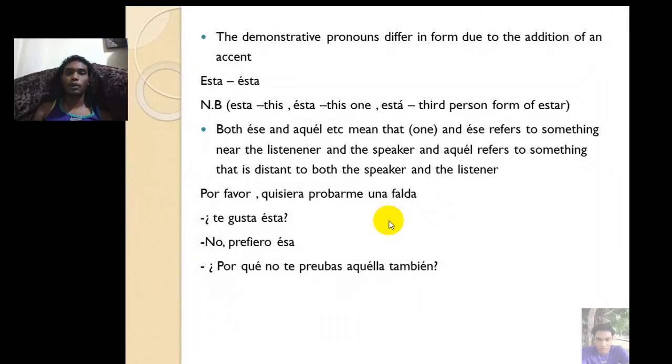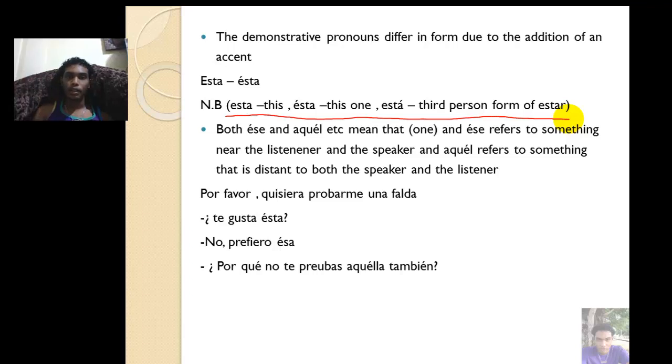The demonstrative pronouns differ in form due to the addition of an accent. So este and éste. Many students have problems with mixing up these three. So it's este, ese, and aquel. Both ese and aquel mean that one, and ese refers to something near the listener and the speaker, and aquel refers to something that is distant from both the speaker and the listener.